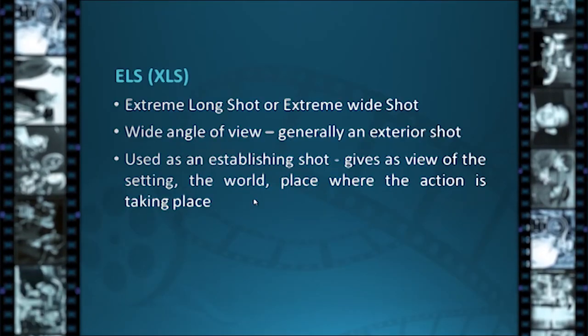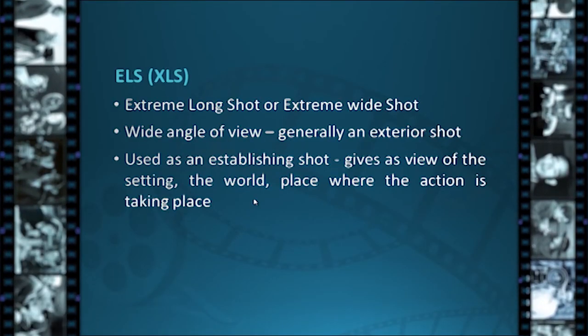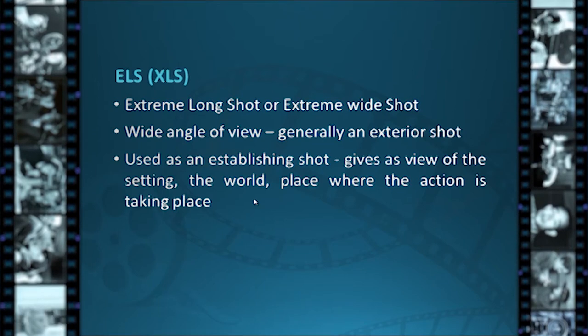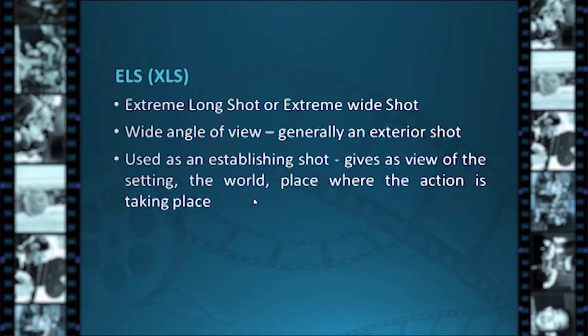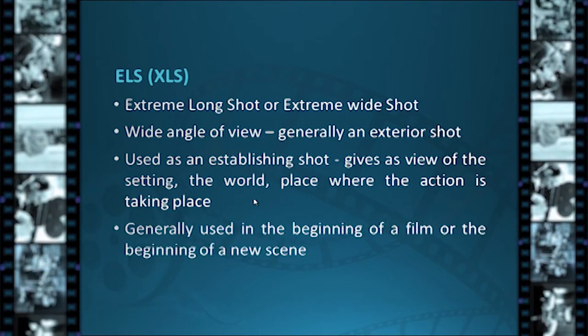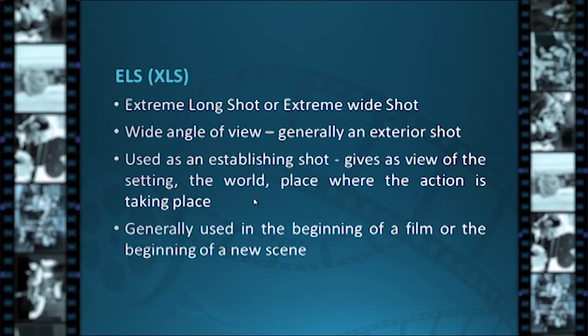The humans as such are not clearly visible. When I say humans, I mean the human figure. The character is not clearly visible. And what this extreme long shot does is that it establishes the location for you. It tells the audience that this is the place where the action is going to take place. Generally, it is used in the beginning of a film or, as I said, in the beginning of a new scene.